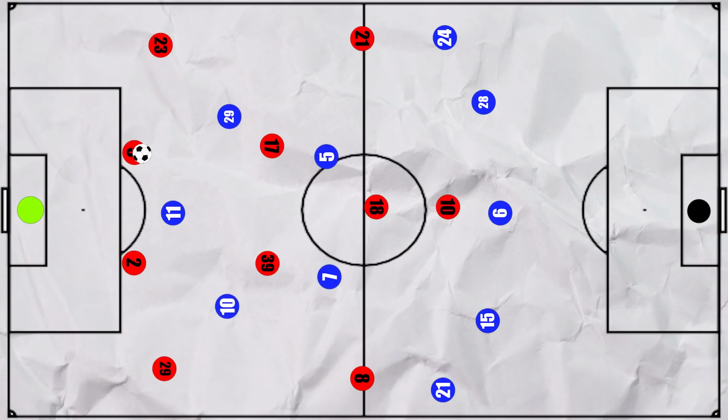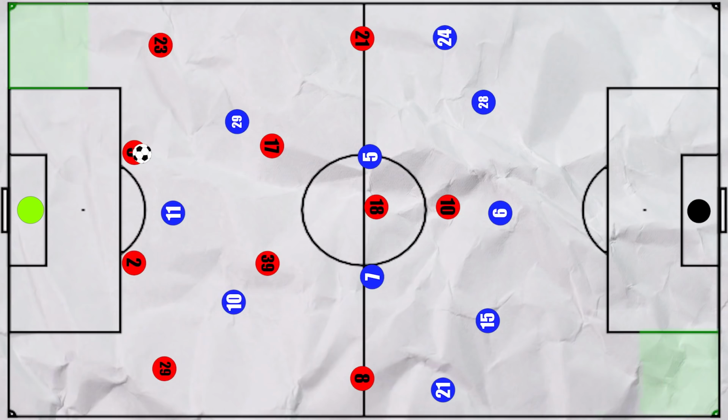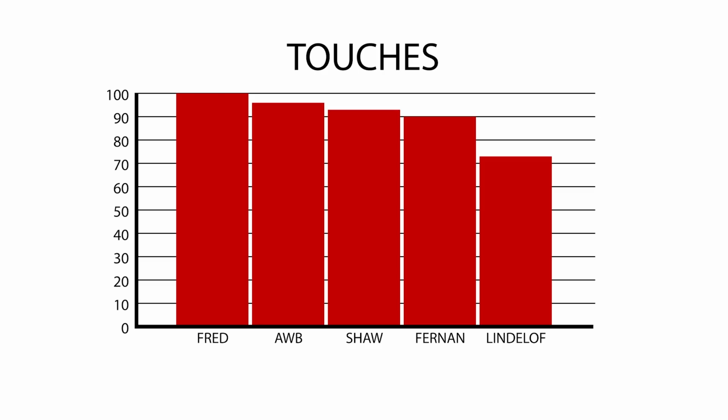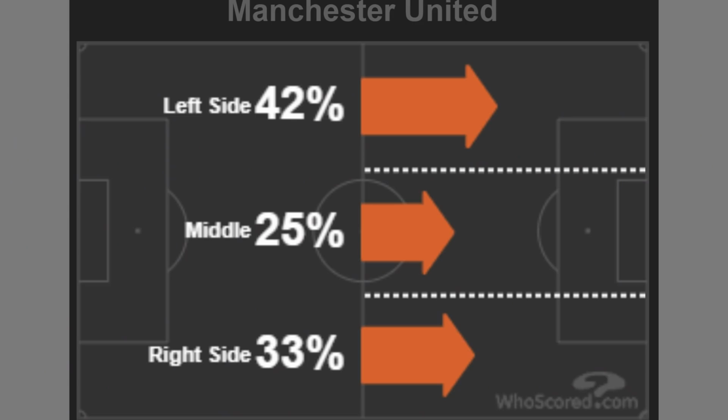So, by sitting off, Havertz and Pulisic could stay narrower to try and prevent this overload. But the wide areas were where United looked to have the natural overload, so they often looked to find the fullbacks, both of whom were in the top 3 for touches for the team. The majority of their play came down the left-hand side in particular, with Shaw often getting on the ball.